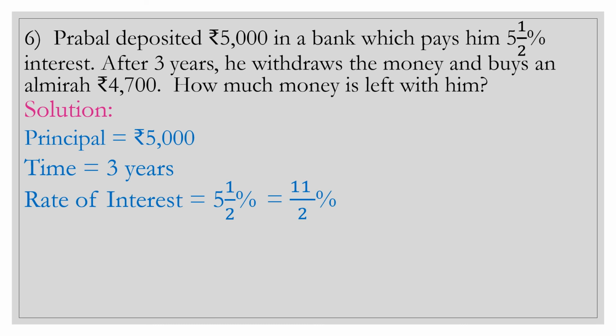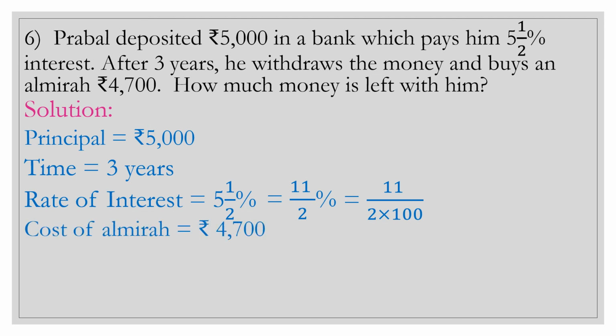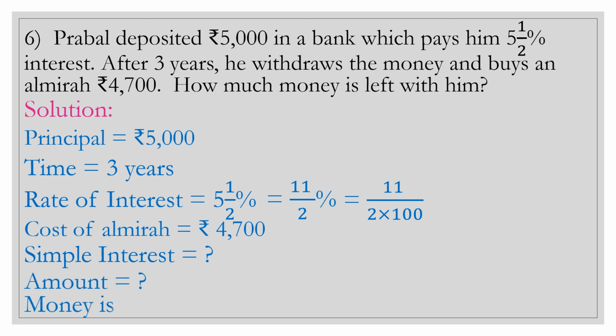And if we remove the percentage symbol, we get 11 upon 2 multiplied by 1 upon 100. And cost of almirah is equal to rupees 4,700. And simple interest we have to find out. Amount also we have to find out. And money left with him we have to find out. Know that simple interest is equal to principal multiplied by time multiplied by rate of interest.